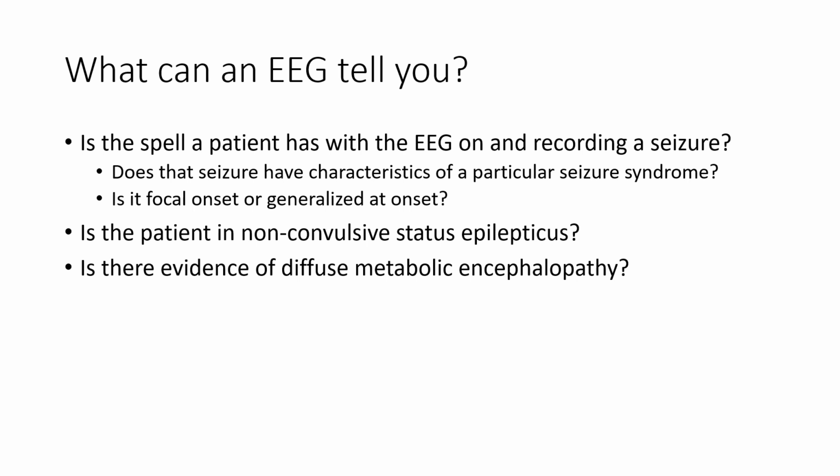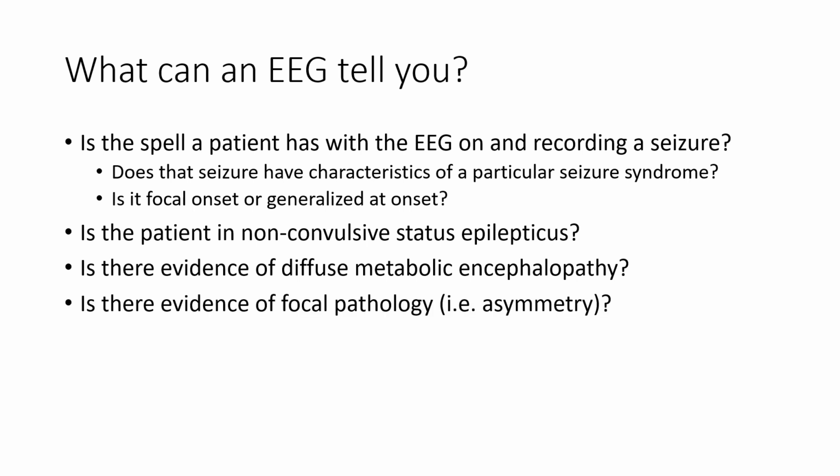It can also tell us whether there's evidence of a diffuse metabolic encephalopathy. These are patients that might be delirious or encephalopathic, and we wonder, is this non-convulsive status or is this an encephalopathy? Again, we look at the frequency of that posterior basic rhythm, that normal background rhythm, and if it is generally slow throughout the recording, that's suggestive of some sort of metabolic disturbance rather than an epileptic disturbance.